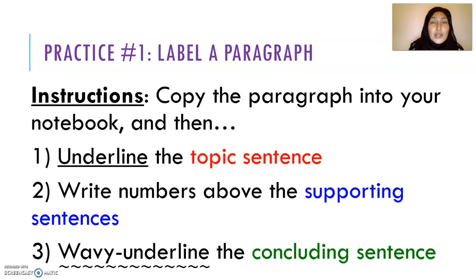I want you to underline the topic sentence. I want you to write little numbers above all of the supporting sentences, and I want you to do a wavy underline for the concluding sentence. Okay? So, carefully read these instructions, because now I'm going to show you the paragraph.